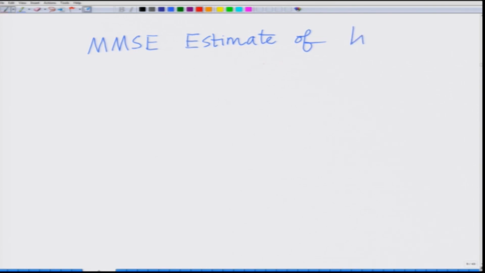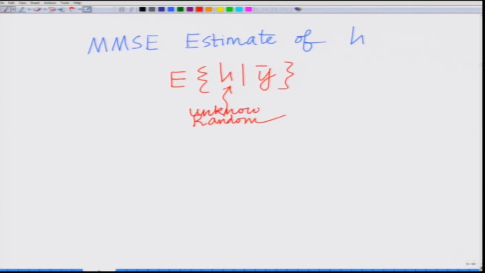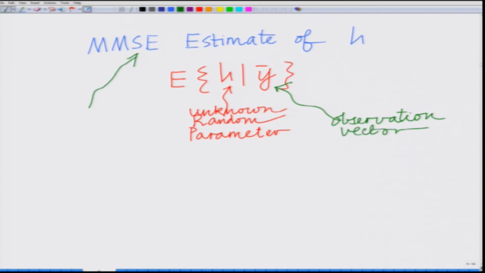So the MMSE estimate of this parameter h is basically the expected value of h given y bar. h is the unknown random parameter, y bar is the observation vector, and MMSE, of course, stands for the minimum mean squared error. This is what we have seen so far.